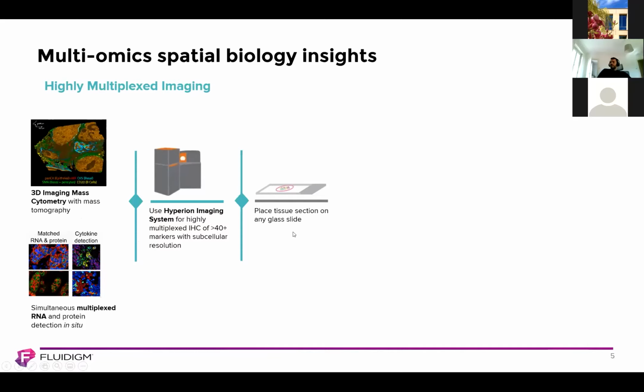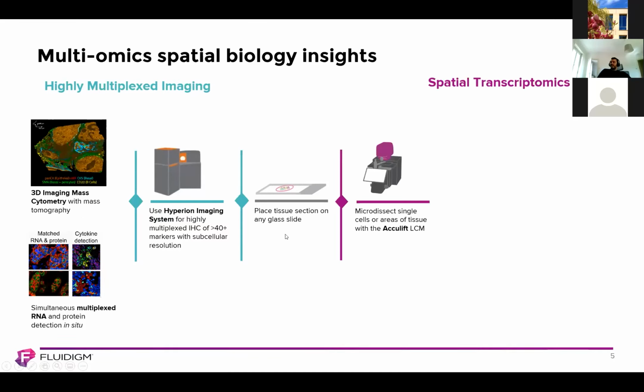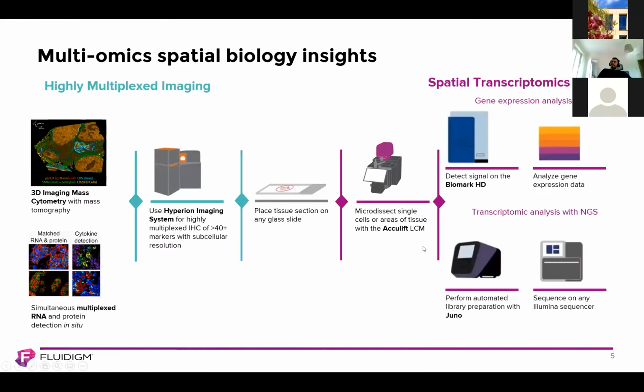And of course, in the realm of spatial transcriptomics, what I'm going to be talking about is how we are also participating in this research area directly, because with our upcoming Acculift laser capture microdissection system, we are now allowing researchers the possibility to microdissect areas of tissue, but also single cells, rip them out, and then, which I think is something quite unique, do whatever you want with them. Because once you've ripped out that piece of tissue from the slide, you can perform any type of downstream assay that you are interested in.